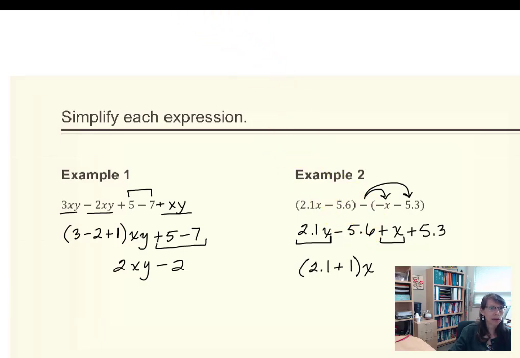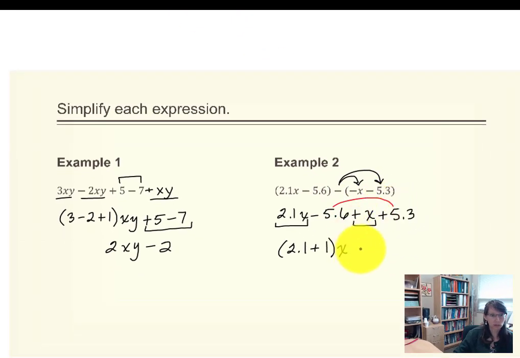And then I'm going to combine my constant terms. I have a negative 5.6 and a positive 5.3. Now 2.1 added to 1 would make 3.1x. And for my constant terms, a negative 5.6 added to a positive 5.3 would leave me a negative 0.3. And this is our final simplification: 3.1x minus 0.3.